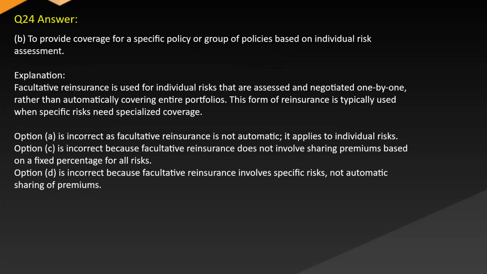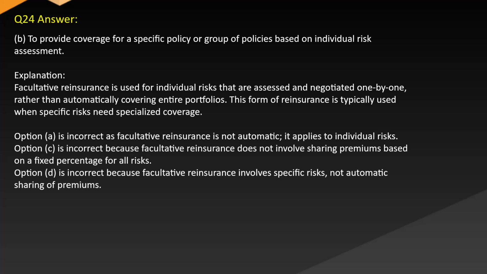Answer: B. To provide coverage for a specific policy or group of policies based on individual risk assessment. Explanation: facultative reinsurance is used for individual risks that are assessed and negotiated one by one, rather than automatically covering entire portfolios. This form of reinsurance is typically used when specific risks need specialized coverage.